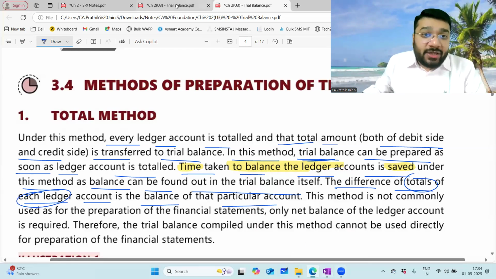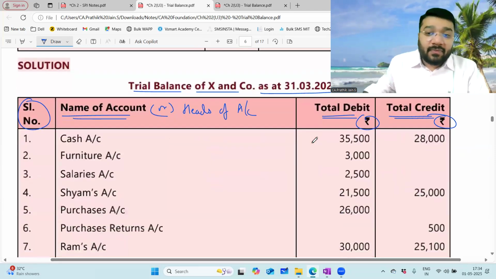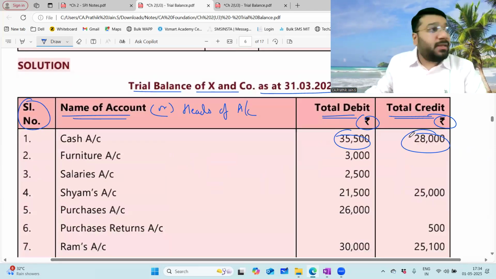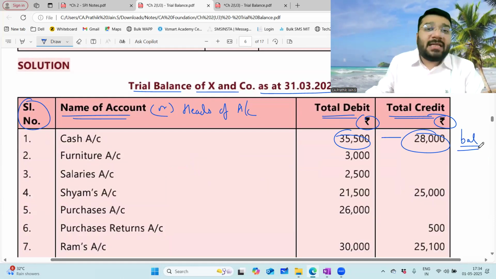So the total of this ledger and the total of this ledger, that is both the same ledger. If I take the difference, it is the balance carried on and balance brought down.